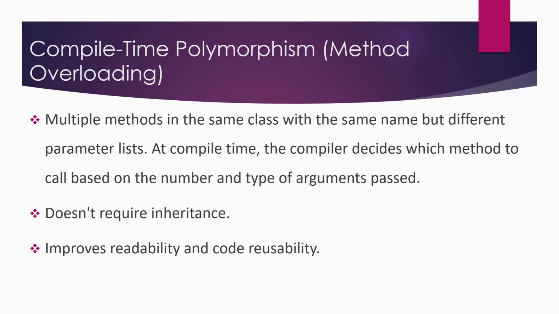Method overloading. Multiple methods in the same class with the same name but different parameter lists. At compile time, the compiler decides which method to call based on the number and type of arguments passed. Method overloading doesn't require inheritance and improves readability and code reusability.